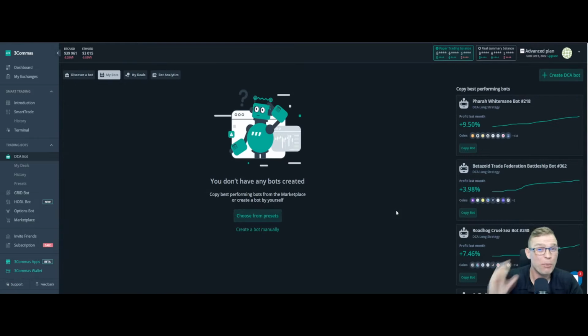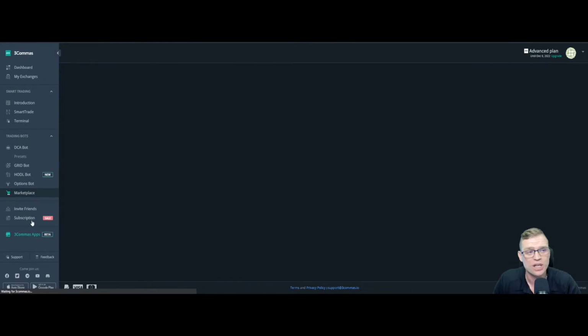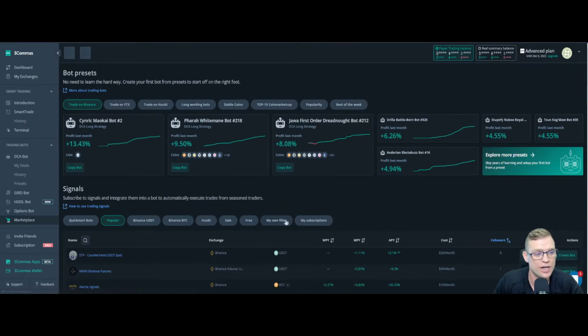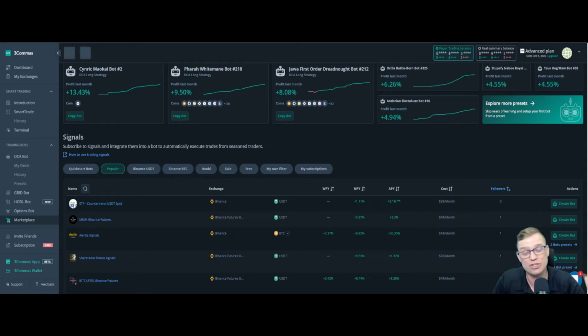One of the most important points, guys, is the marketplace when it comes to the DCA bot. If we click on marketplace on the left-hand side, you can see that you can subscribe to signals and integrate them into a bot to automatically execute trades from seasoned traders. Now guys, when it comes to the marketplace, there are free bots and other bots that you can subscribe to and pay an additional fee.